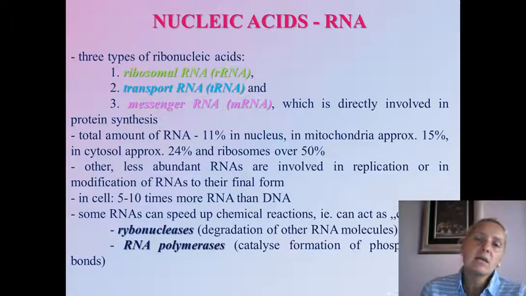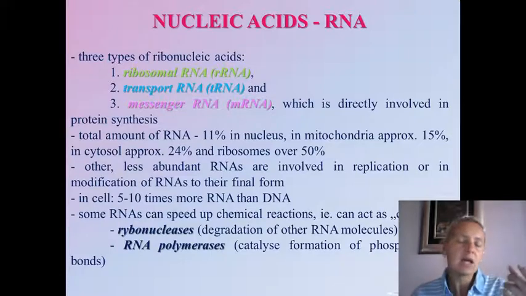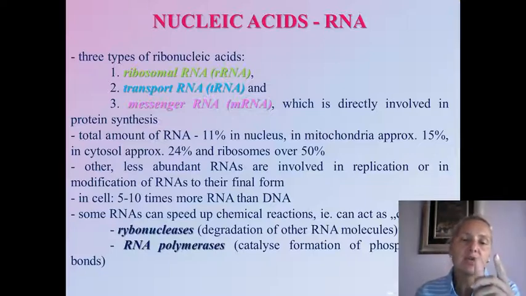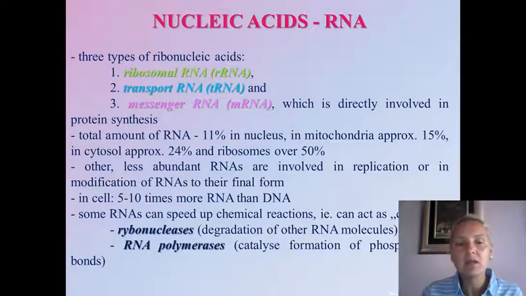So there are also some other RNAs which are definitely less abundant. Those are minor types of RNAs, and they can be involved, for example, in the processes of replication. So you will learn that for the synthesis of the lagging strand, you need those primers which are going to initiate the synthesis of Okazaki fragments, and they're of RNA nature and so on. Or they can be involved in the modification of RNAs to their final form.